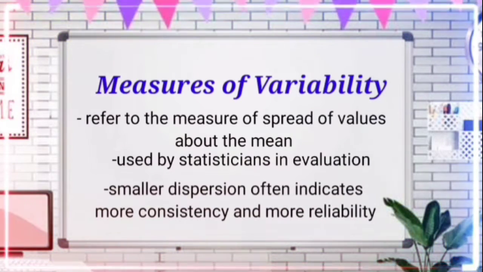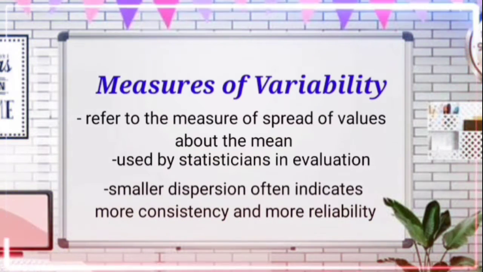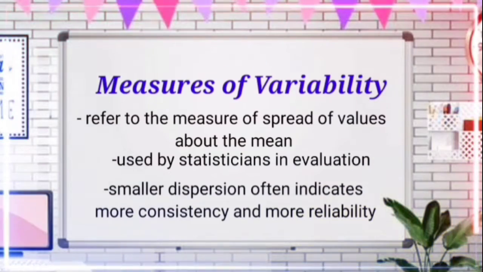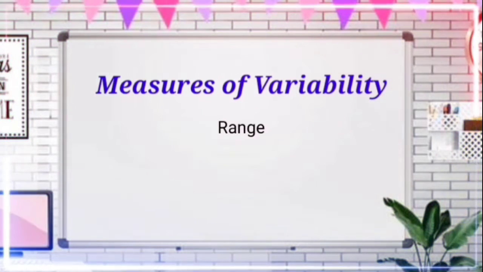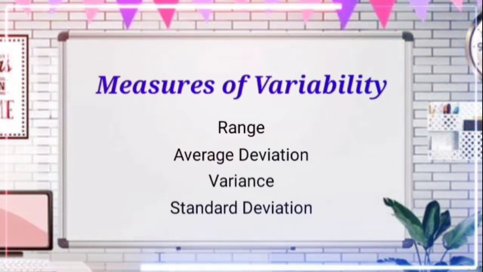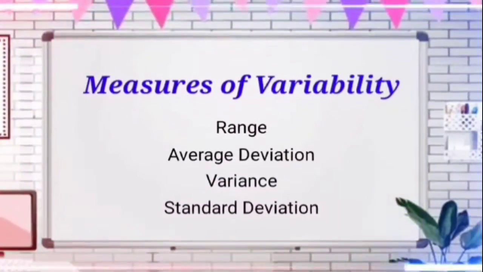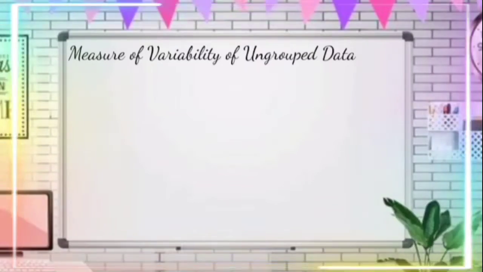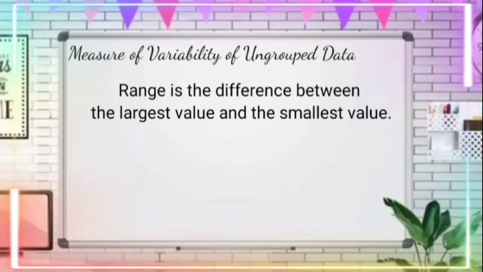These refer to the measure of spread of values about a mean used by statisticians in evaluation, and the smaller dispersion often indicates more consistency and more reliability. There are four measures of variability: the range, average deviation, variance, and standard deviation. Let's start with the measure of variability of ungrouped data.